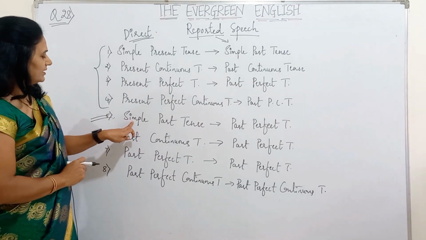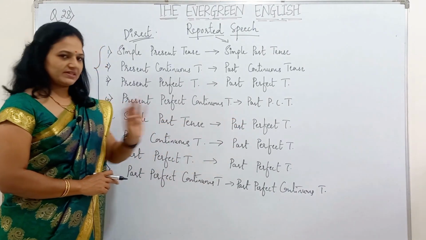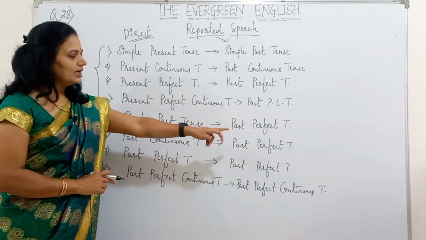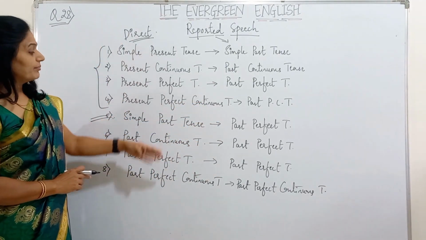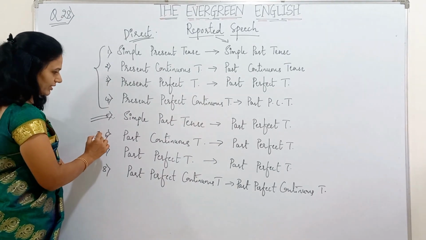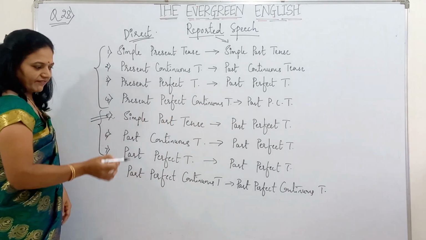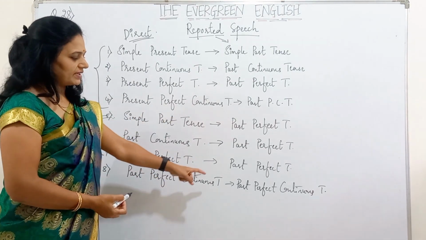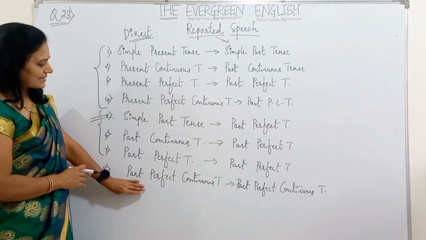Simple past tense changes to past perfect tense, and past continuous tense changes to past perfect tense. These 3 you must remember as rules or conditions. These 3 become past perfect tense, and the last, past perfect continuous, remains the same. Most often they don't ask this one.